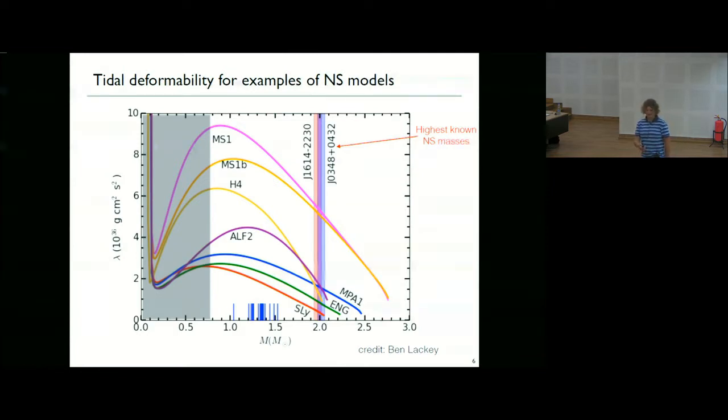Yeah, and I should say, this is shown here starting from a mass of 0, but of course, we don't really expect neutron stars to have mass less than 1 solar mass. And down here, these blue lines indicate the masses of neutron stars and binary pulsars that have been measured. So it gives you a sense of the range. And then the highest mass that has been measured is 2 solar masses.